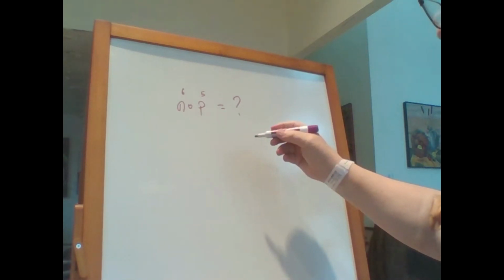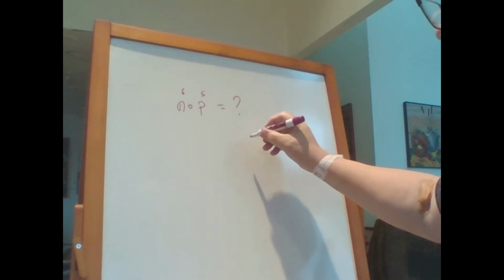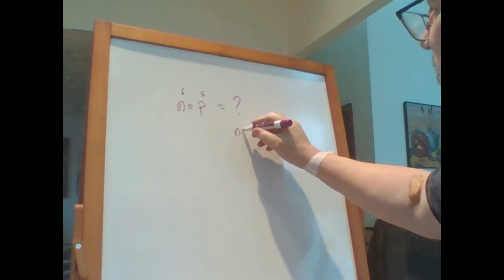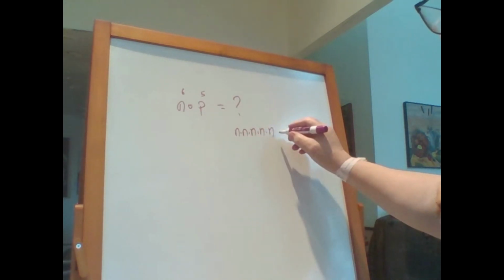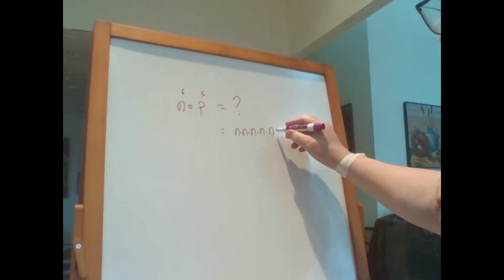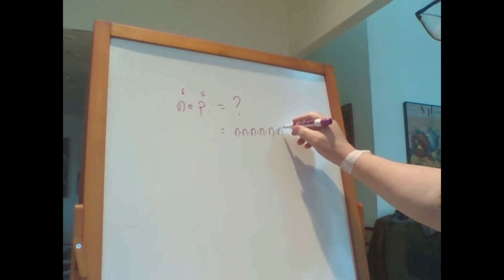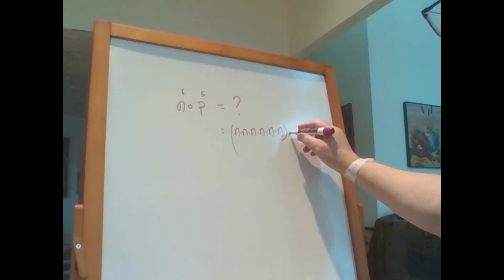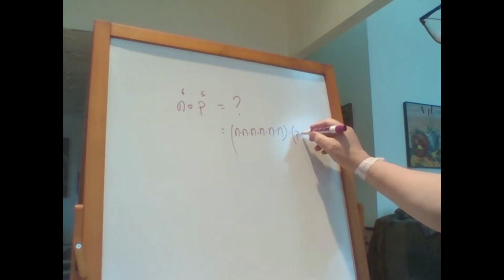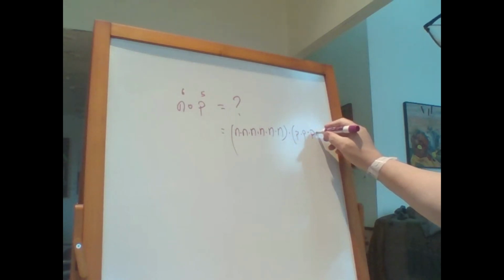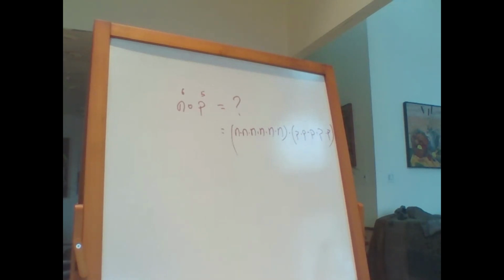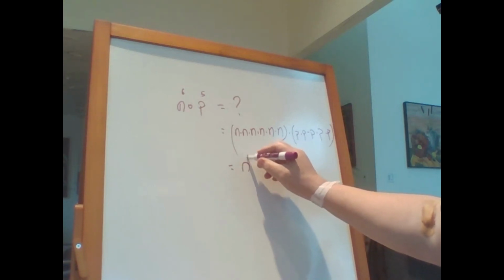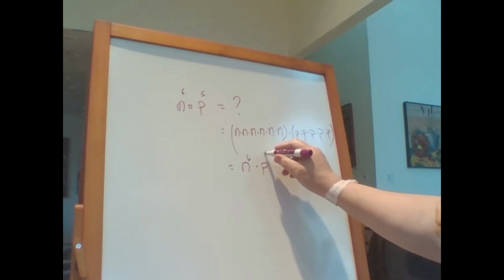So here we have 6 n's, n times n times n times n times n times n times p times p times p times p times p, and that's it. That's the best we can do. I mean, that's n to the 6th times p to the 5th.